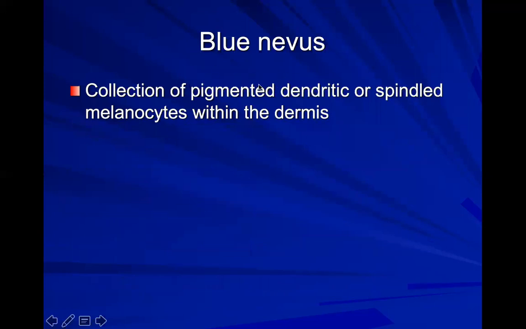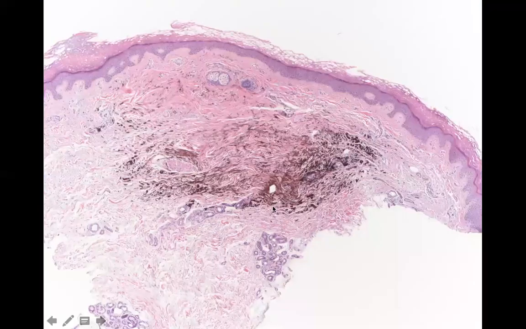Now you have pigmented dendritic or spindled melanocytes within the dermis. These melanocytes with pigment in the dermis give you the look when light shines through of the blue color. This is a blue nevus, okay? So these little melanocytes have little dendritic processes, little legs that come off, and you can see the pigment come off. Whereas this round guy is probably a melanophage, a histiocyte with melanin in it, which you'll always have a lot of among the blue nevi.